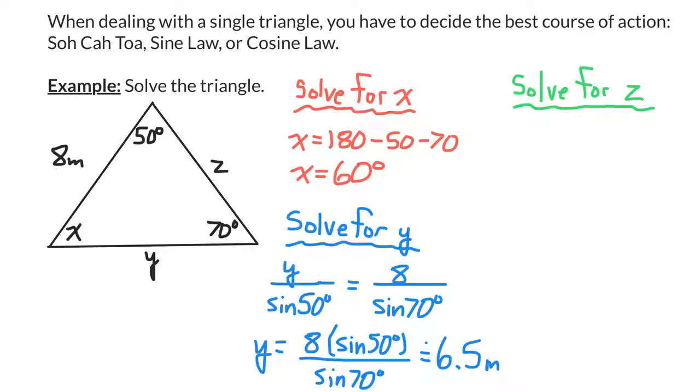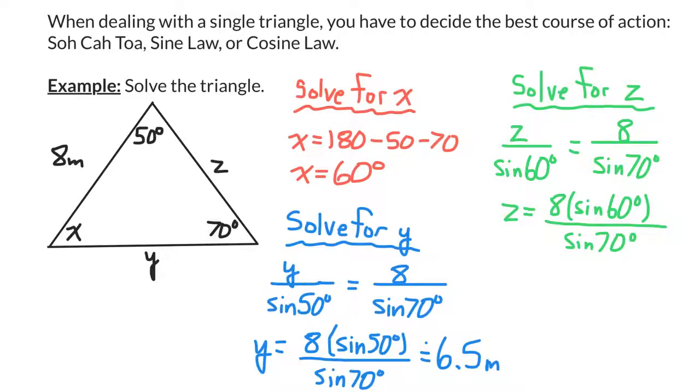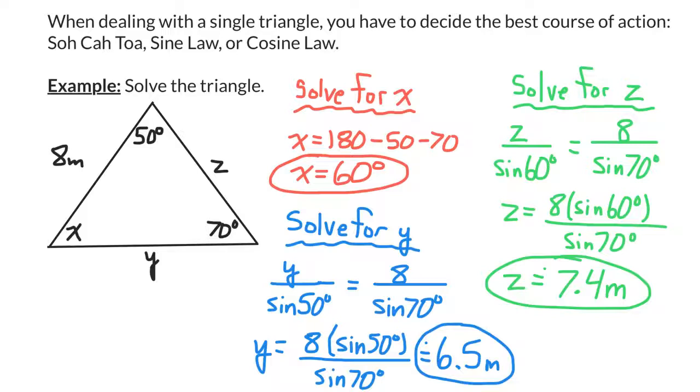Now at this point, I could choose to use the cosine law or the sine law. It doesn't really matter. The sine law is generally easier to work with, so I'm just going to use the sine law again. So I'll set up my sine law, isolate for z, and solve. In this case, I get approximately 7.4 meters. So there you have it. I solved for x, y, and z.